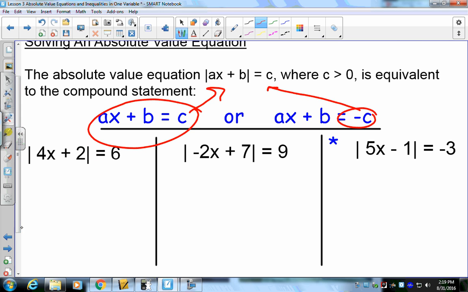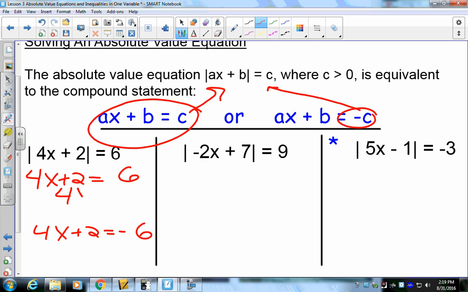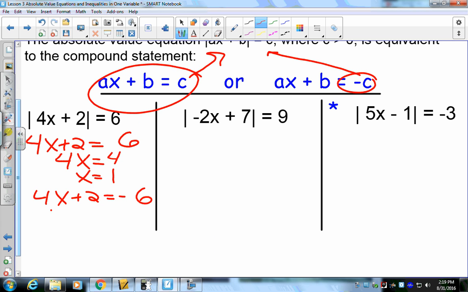So to solve down here, we can set this up. We can say 4x plus 2 is equal to 6, or 4x plus 2 is equal to negative 6. And we can solve both equations. So I subtract 2 from both sides, and I get 4x equals 4. Divide by 4, and I get x equals 1. Down here, I can subtract 2, and I get 4 times x equals negative 8. Divide by 4, and I get x equals negative 2. So I know that both 1 and negative 2 are possible solutions.